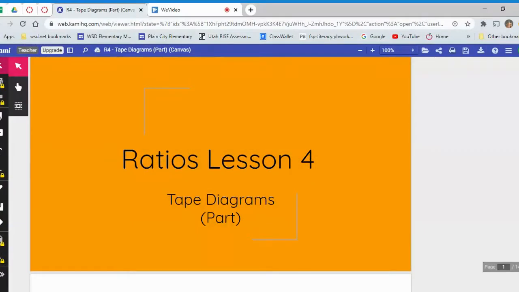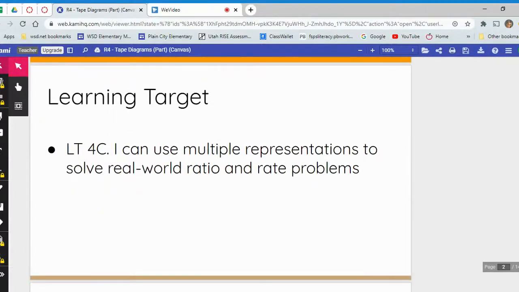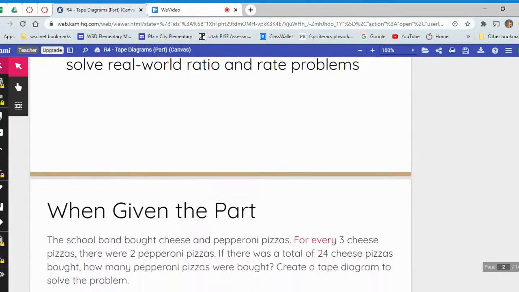Today we are going to do ratios, lesson 4. The next few lessons are going to be broken up. You can see this one says tape diagrams part. We're going to do tape diagrams whole and tape diagrams difference. So you'll kind of notice that the next 4 lessons look similar, but there's definitely some differences. So our learning target is: I can use multiple representations to solve real-world ratio and rate problems.